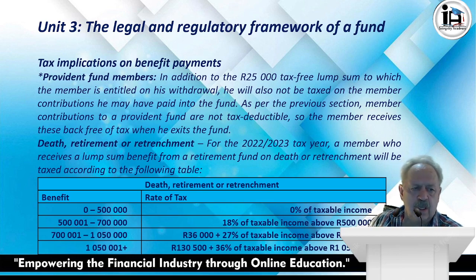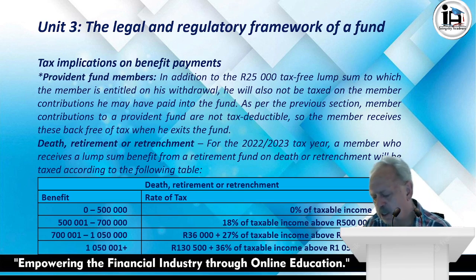Now, the calculation at either death, retirement, and or retrenchment for the 22-23 tax year: a member who receives a retirement lump sum benefit from a retirement fund on death or retirement will be taxed according to the following table. So at retirement, which is 55 years and older, and or retrenchment and or death, there will be 500,000 that will be tax-free at a 0% tax rate, and anything above 500,000 would be taxed at 18%, anything above 700,000 at 27%, and everything above 1,050,000 at 36%.